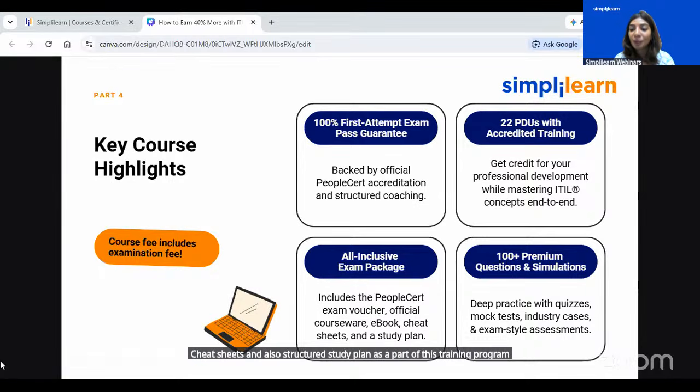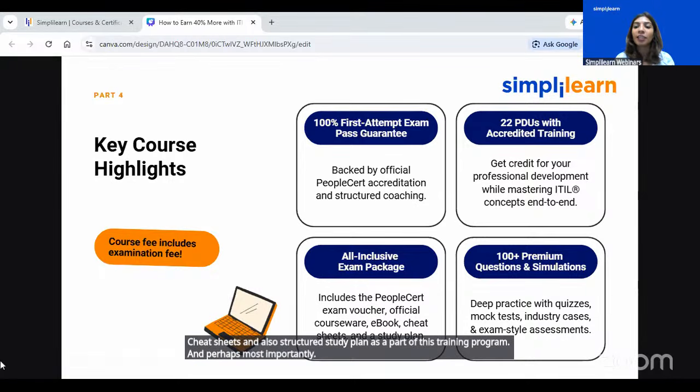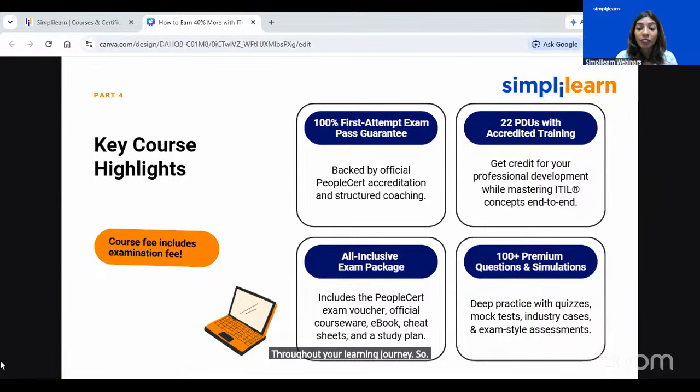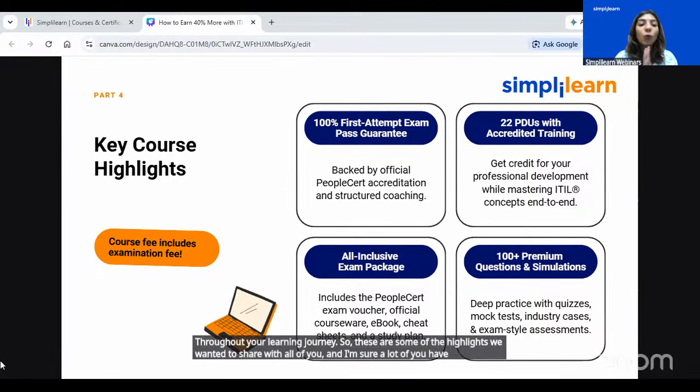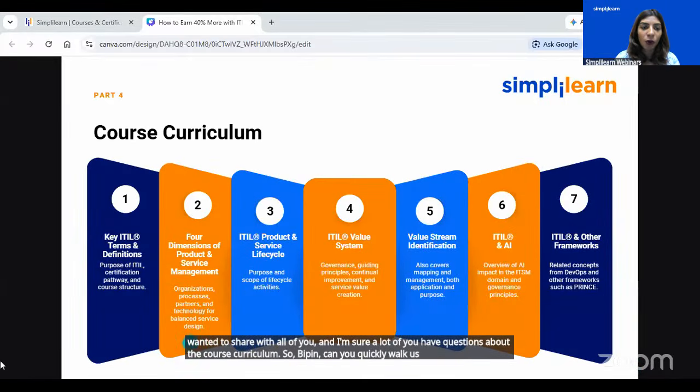And perhaps most importantly, this also includes our 100% first attempt pass guarantee. So that reflects the confidence we have both in the quality of the training and the support you will receive throughout your learning journey. So these are some of the highlights we wanted to share with all of you. And I'm sure a lot of you have questions about the course curriculum. So Bipin, can you quickly walk us through the course curriculum that we offer?